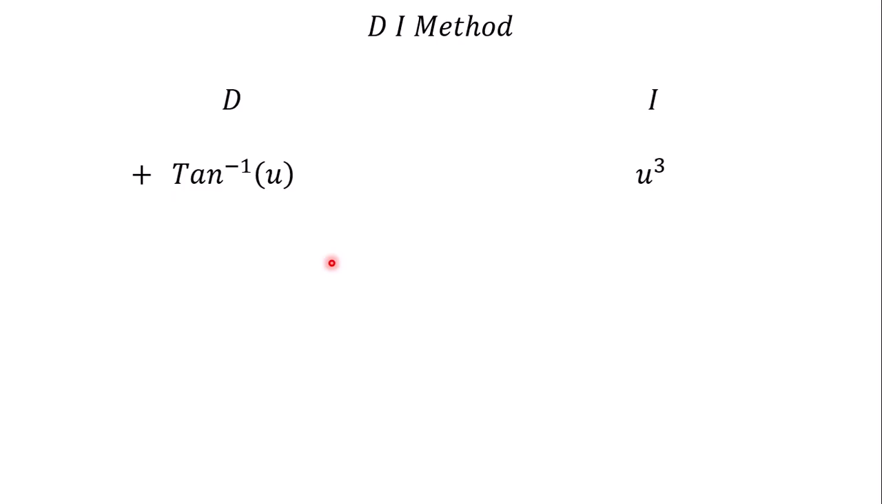Okay, so here we are going to differentiate this and we are going to integrate this one. So when we differentiate tangent inverse of u, we are going to get 1 over 1 plus u squared, or 1 over u squared plus 1. Addition is commutative, so however you write the denominator is accepted. And when you integrate u to the power 3, we are going to get 1 over 4 u to the 4th power. And remember, the next row has to be what? Negative. That's how the DI method works.